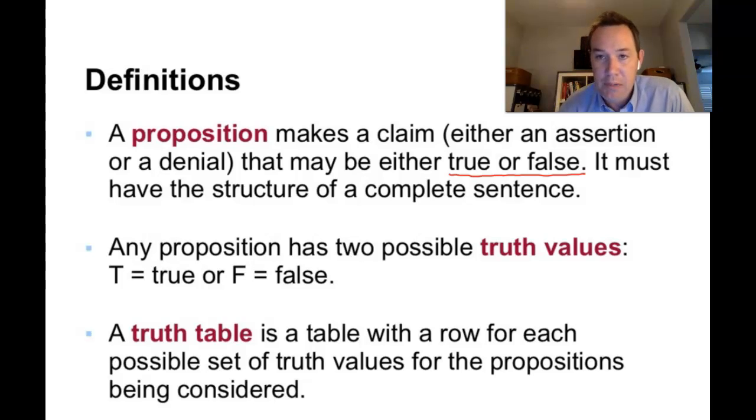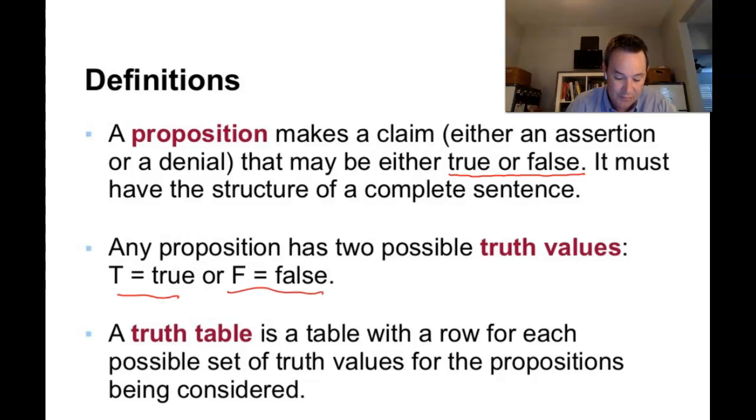So this is what we call a binary system. The Greeks invented this, and any proposition has one of two possible truth values. It's either true or it's false, nothing in between. And a truth table is a table with a row for each possible set of truth values for the propositions being considered. And we'll make a couple of those today. So if you don't understand what that means, don't worry, you'll get an example.